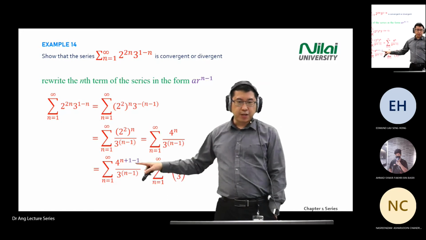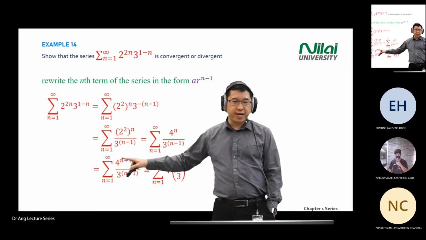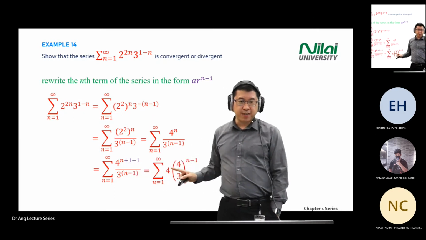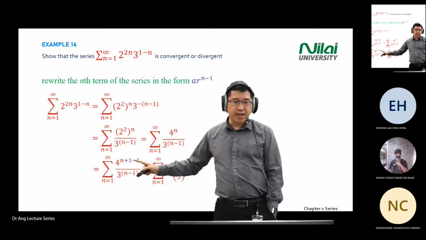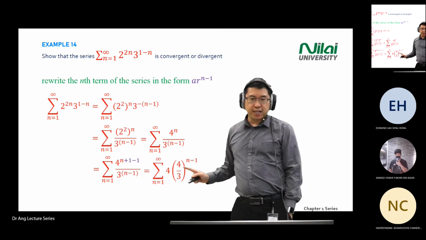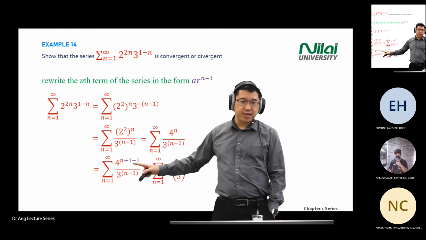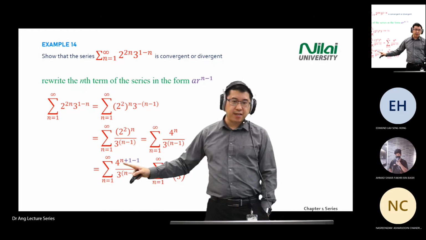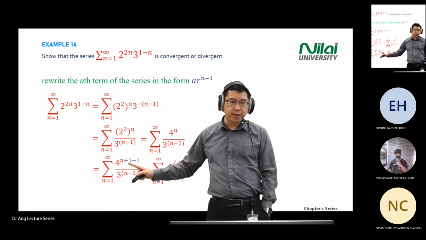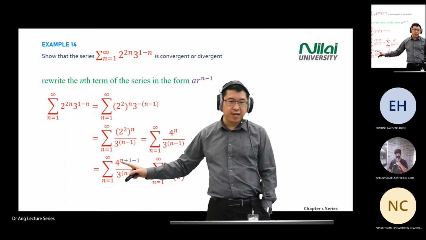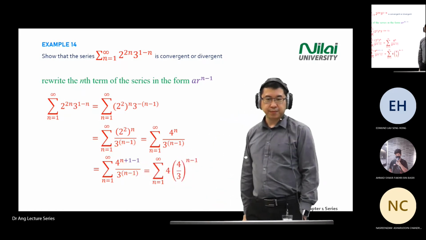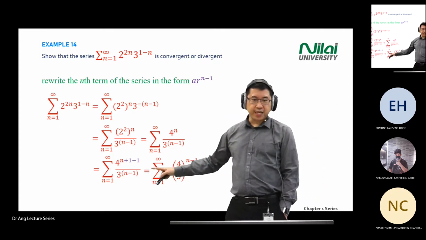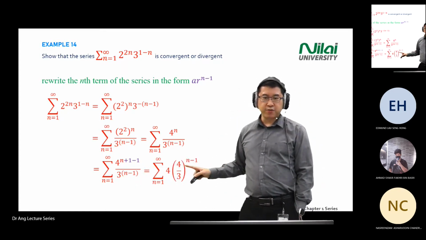Basically, because you pull the +1 to the front, you get 4 like this one. Because 4 is what? 4 is 4 power 1. 4 power 1 is this one. And this one is basically 4, and the n minus 1 is here. Because just now I pushed the +1 to the front, and it becomes n minus 1. Basically, you just rewrite your 4 into this form.